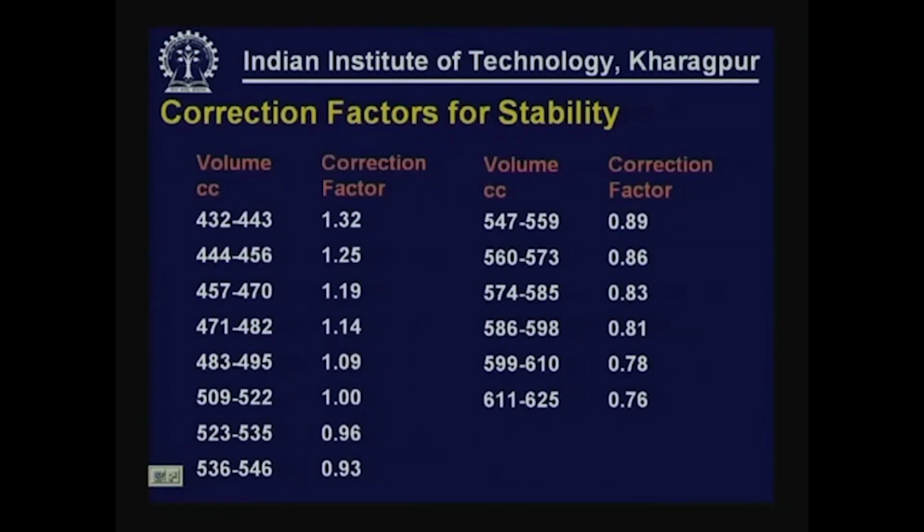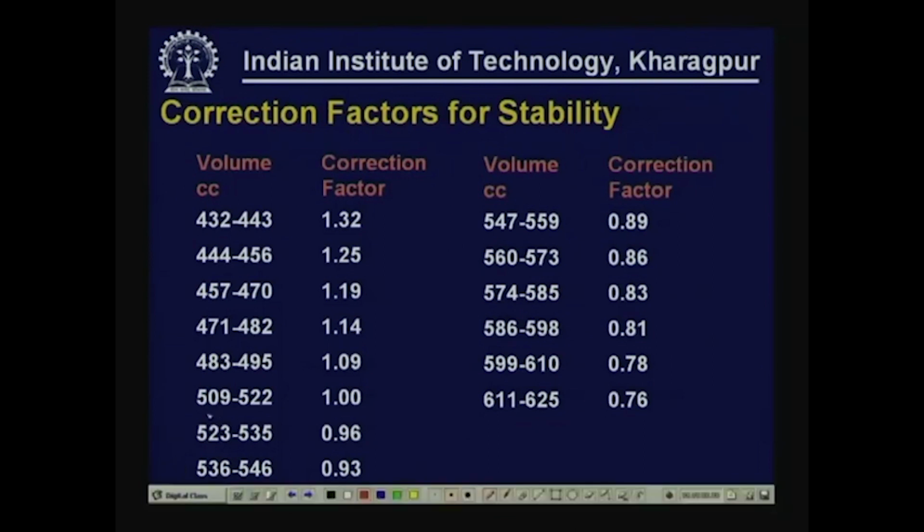The stability that is obtained from the Marshall testing machine, as I said, is to be corrected for non-standard volume. If the dimensions attained are 4-inch diameter and 2.5 inch height, there would not be any correction required, but if mostly the height varies, there is a certain correction that is to be applied. For example, if the volume is within 509 to 522 cc, there would not be any correction, but if it is more, the stability will be reduced. If the volume is less, the stability will be increased.